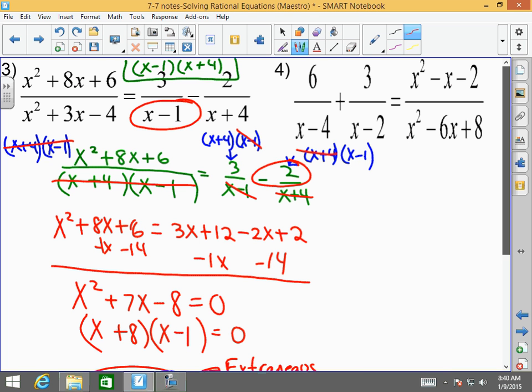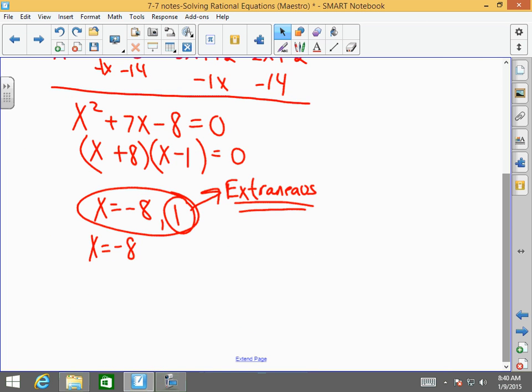No, both could be correct, yes. But sometimes one is extraneous. That's why you have to check. Okay? Hold on. Let me reduce this real quick so we could see everything together.